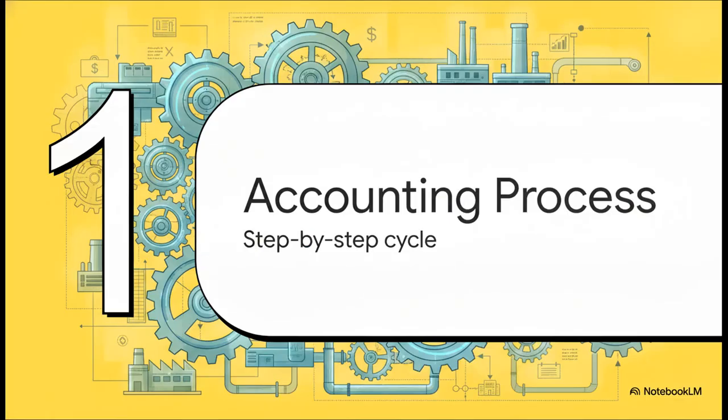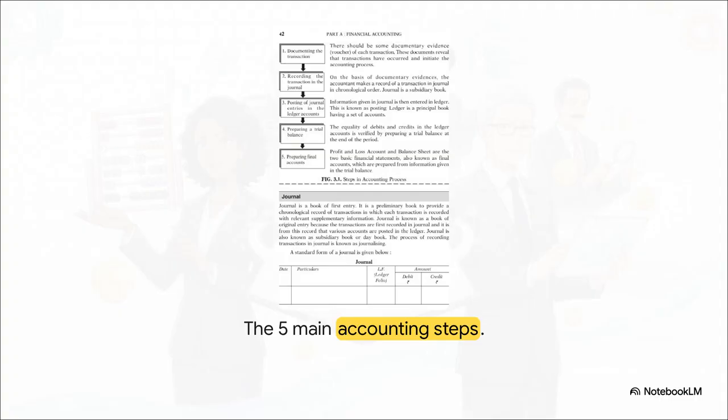All right, Section 1, the accounting process. It's basically a step-by-step cycle. Think of this as the master blueprint for our factory. It's a continuous, highly organized loop that repeats in the exact same order every single accounting year. And as you can see, it perfectly maps out the complete life cycle of a transaction.